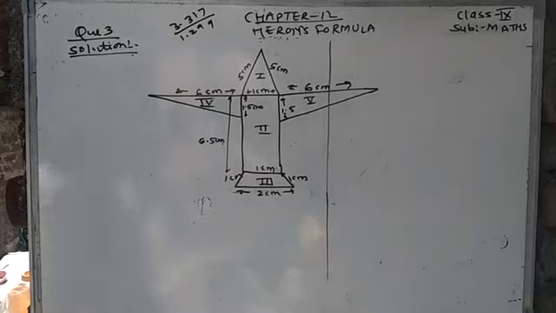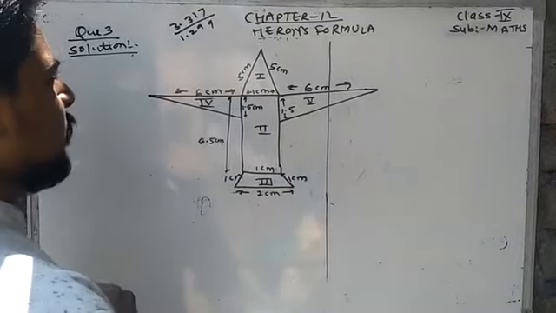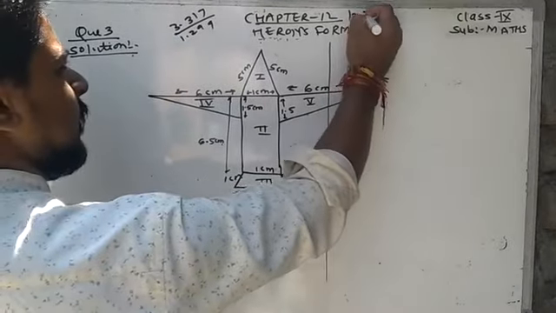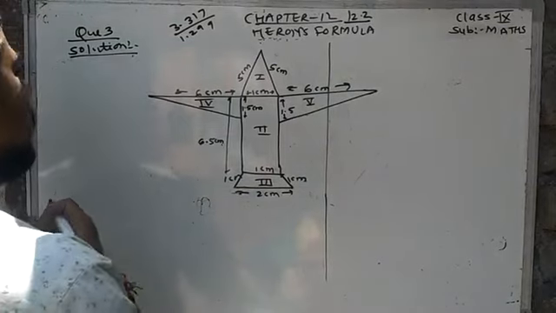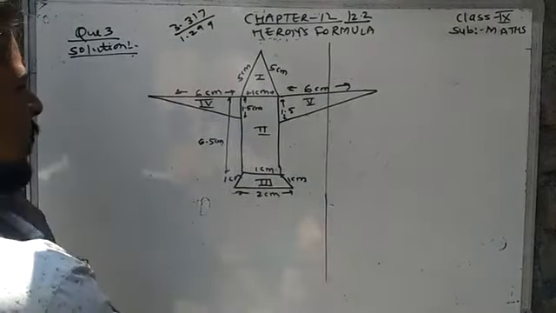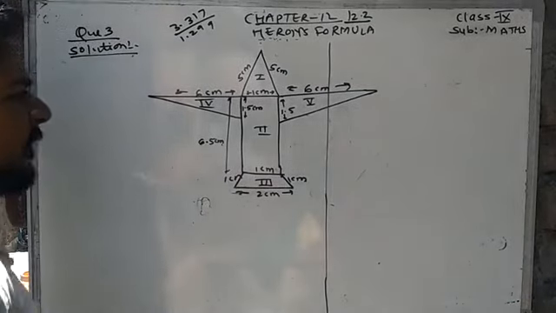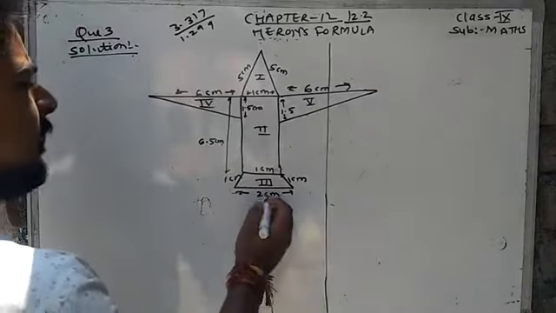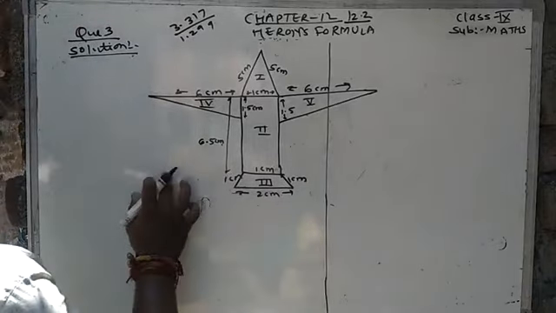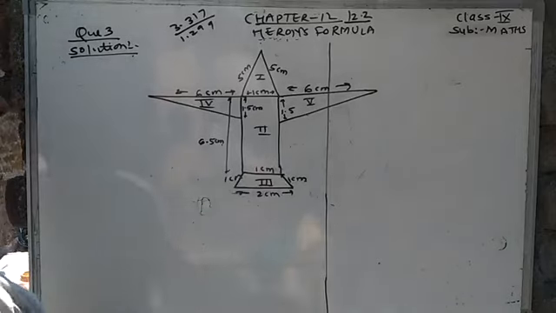Now we are going to understand question number 3, the last question of exercise 12.2 of the chapter Heron's formula. In this question number 3, we have a figure of the shape of an aeroplane, and this aeroplane is made by cutting a paper sheet.